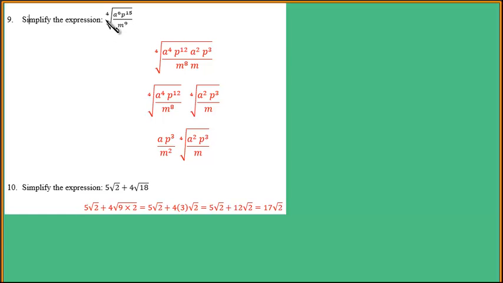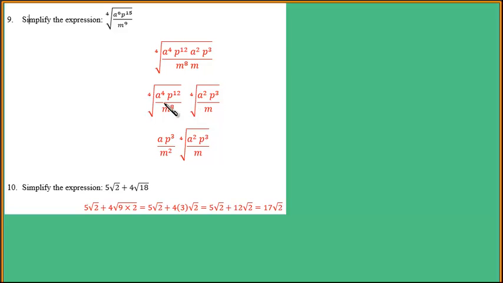So it's the fourth root now, and we have a to the 6. Well, so we need a to the 4th times a squared. We have p to the 15th power, so that's p to the 12th times p cubed, and m to the 9th, so we go with m to the 8th and m to the 1. And then we just apply the same rule that we applied just now.